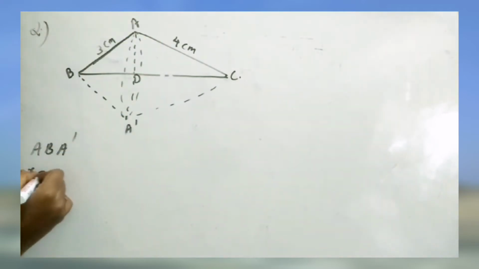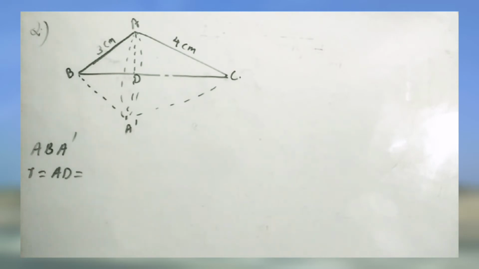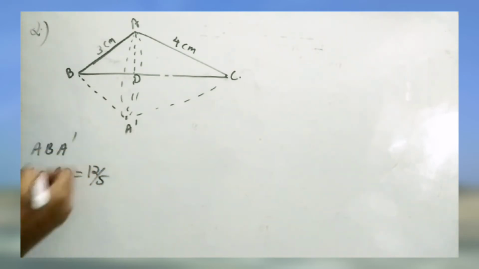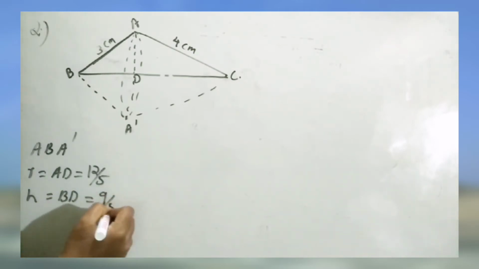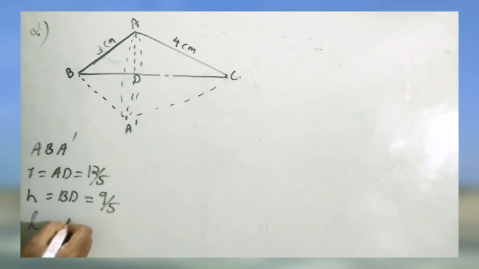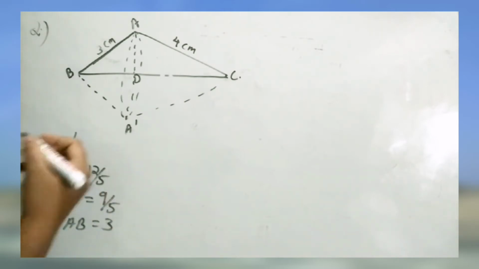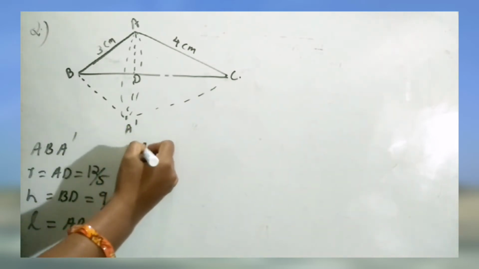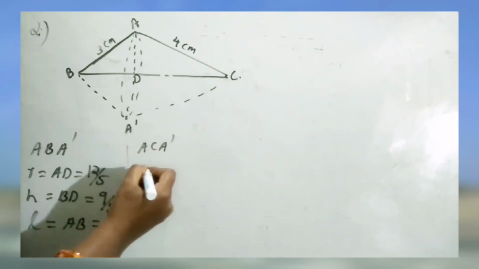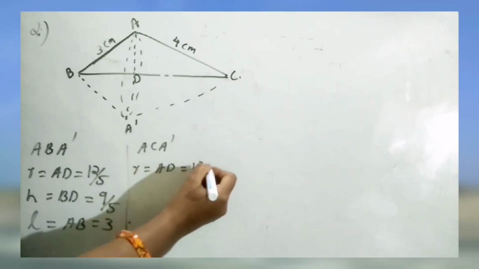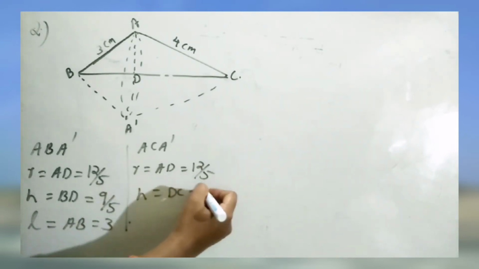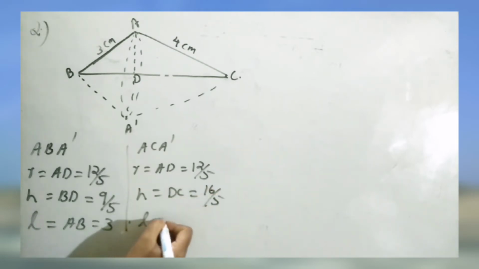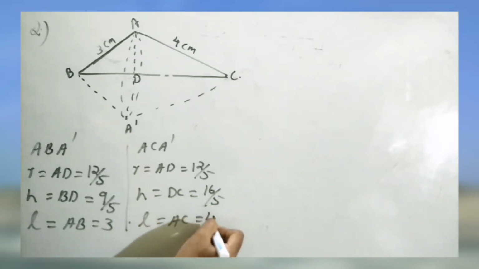The radius, that is AD, what is the length of AD? That is 12 by 5. Now height is equal to BD, and it is equal to 9 by 5. And slant height is equal to AB, and it is equal to 3. Now consider the second cone, AC A dash. Radius AD is equal to 12 by 5. Height BC is equal to 16 by 5. And slant height AC is equal to 4.